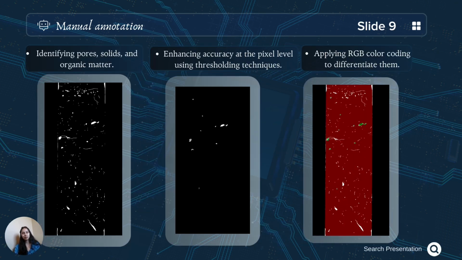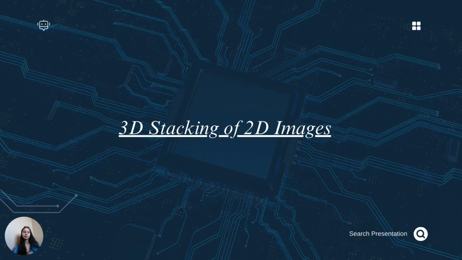During the annotation process, we observed that the organic materials remained mostly the same size, while the pores and other components were varying significantly. By using RGB color coding, like red for air, green for organic materials, and white for pores, we could clearly differentiate and analyze the soil components.